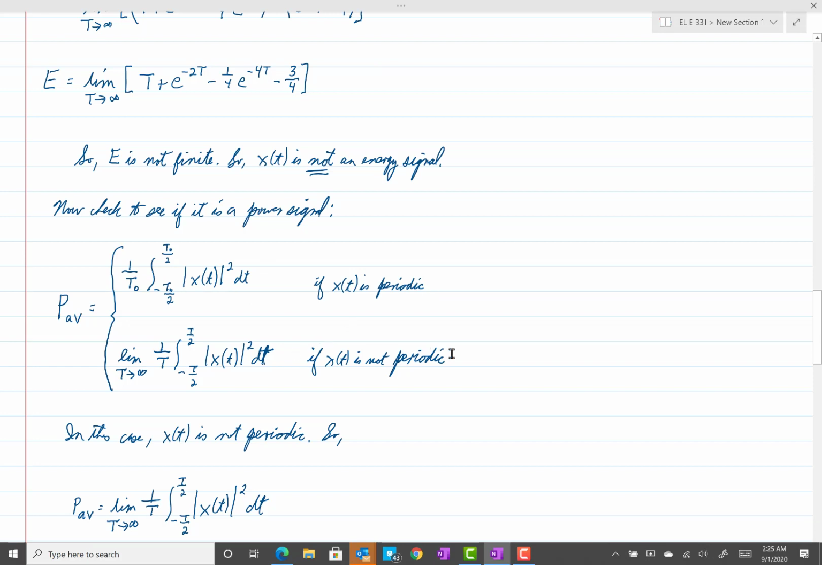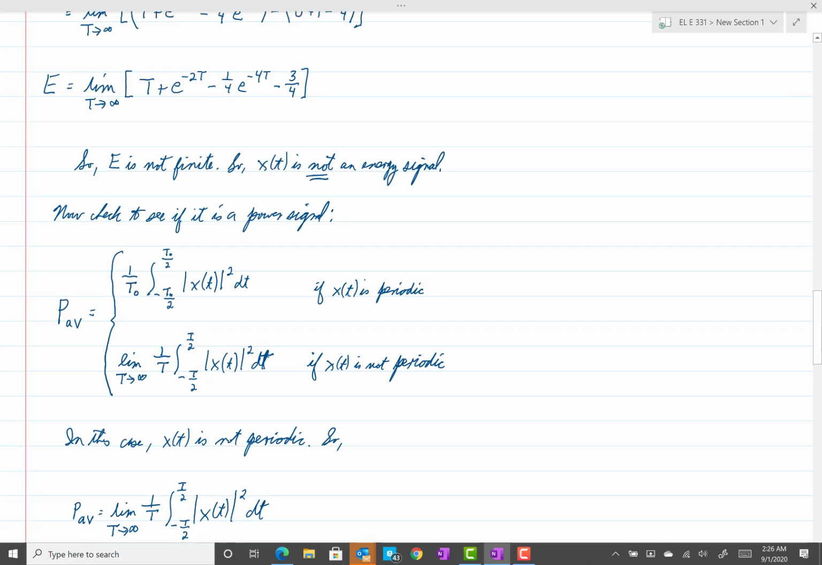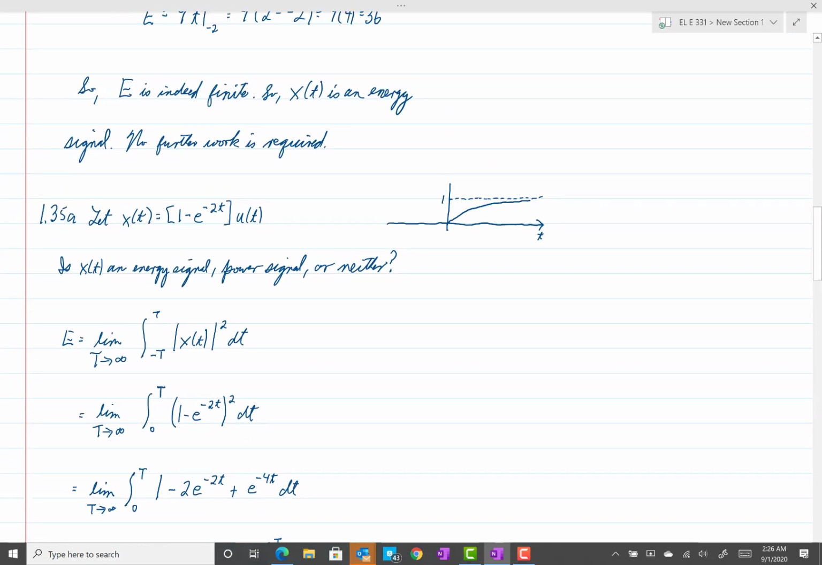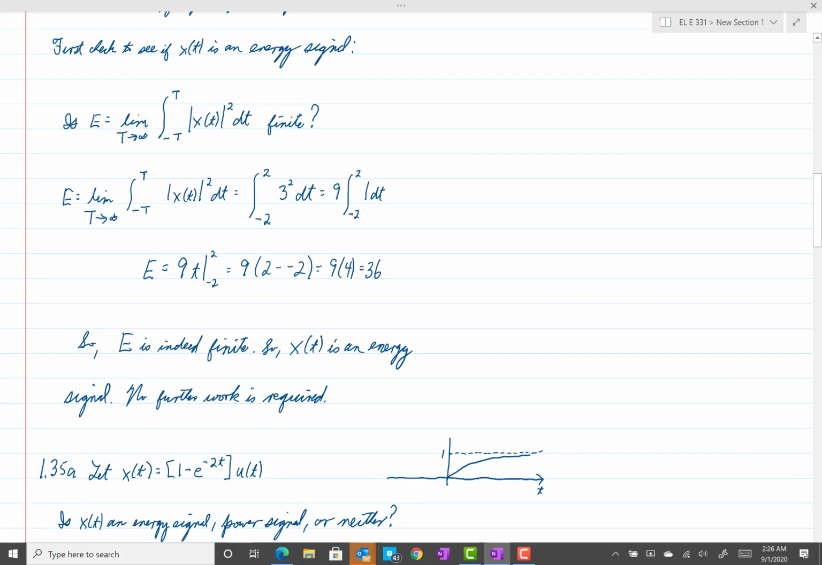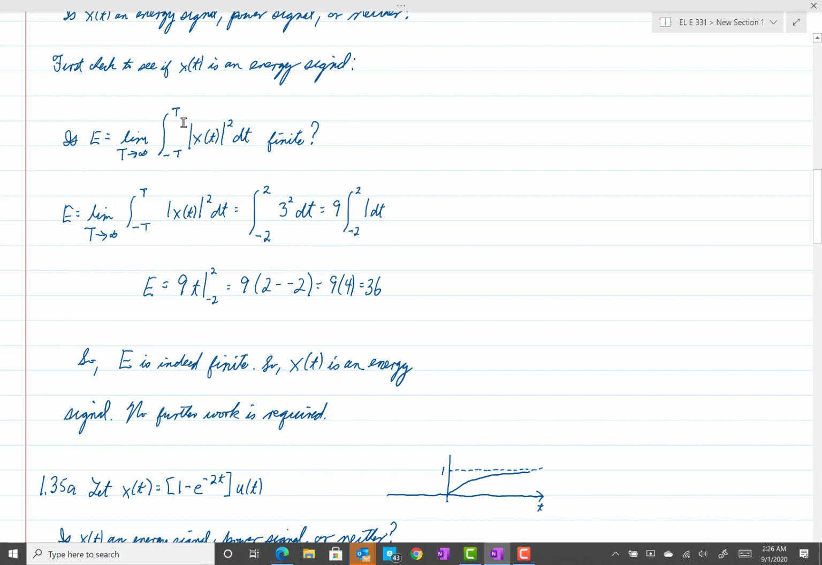If x of t is not periodic, then you have to use this definition for the average power. And so that's the limit as T goes to infinity of 1 over T times the integral from minus T over 2 to T over 2 of the magnitude of x of t squared. And don't get this mixed up. Here we have minus T over 2 and T over 2. And when we're talking about the energy, the limits are negative T and T. So don't get that confused.